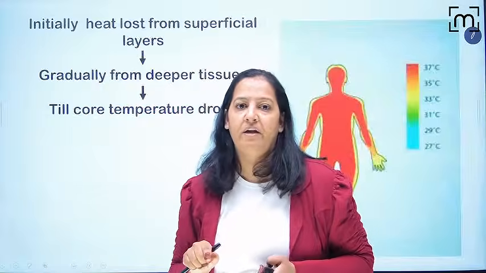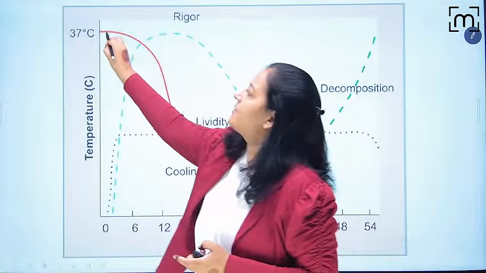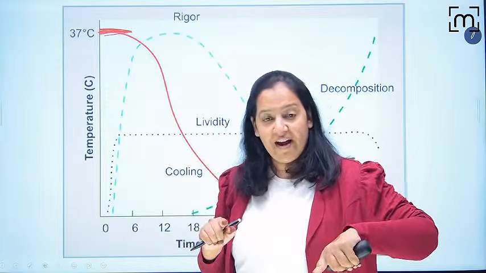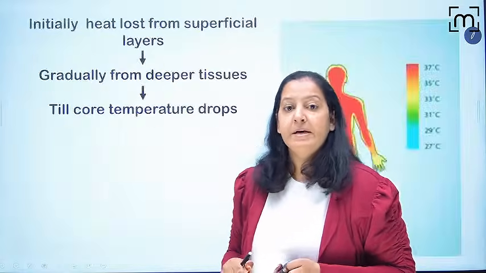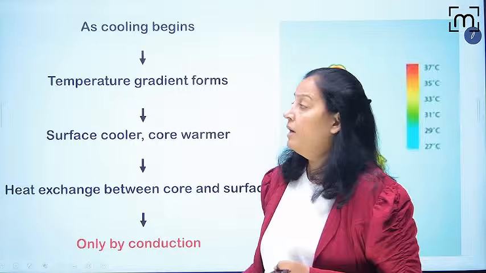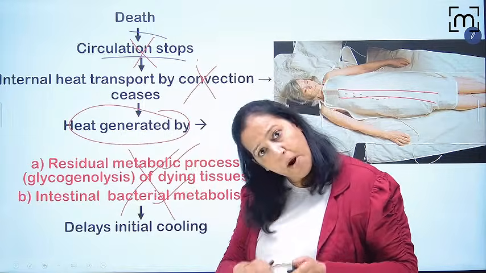I will show you the graph. If you appreciate the graph over here, initially you can see there is a plateau. This plateau means there is cancellation: on one end the body is losing heat, and on the other end the body is generating heat. So initially there is a plateau. That's what I want to explain here. Now after some time, heat generation will stop, and the body will start losing heat.